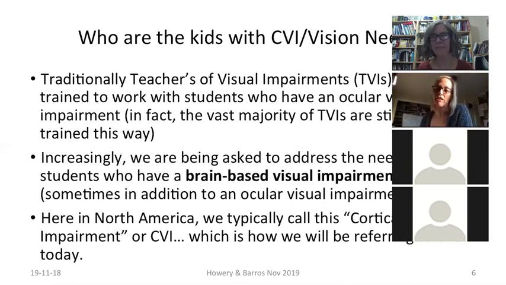One of my favorite analogies, again, it's Matt Teigen, the guy with the man and the goat, walking the goat, he likens the eyes to a USB stick and the brain to the computer. So you need both in order for the message to get through to download the actual data that's there. You need both to be in perfect working order. So today in North America, we are calling that brain-based visual impairment. We typically call it cortical visual impairment, or CVI for short.